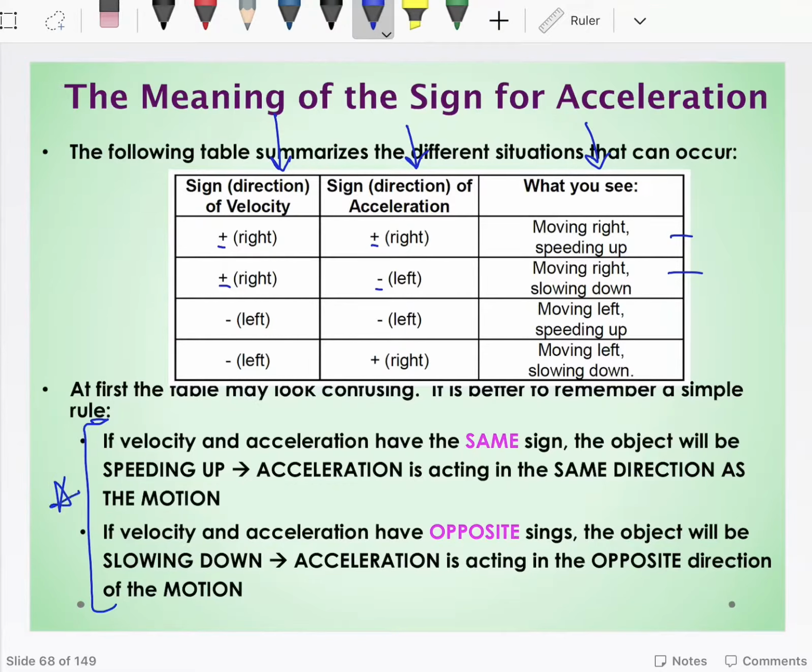So here's the summary. If you look at the sign of the velocity and the acceleration, if they're the same, either both positive or both negative, that indicates the object is speeding up, because the acceleration is acting in the same direction as the motion. But if the velocity and acceleration have opposite signs, then the object is slowing down because the acceleration is opposing the direction of motion. Most of the time it will be fairly clear in the question, but this might be more complicated in grade 11. So matching signs, accelerating, opposing signs, slowing down.